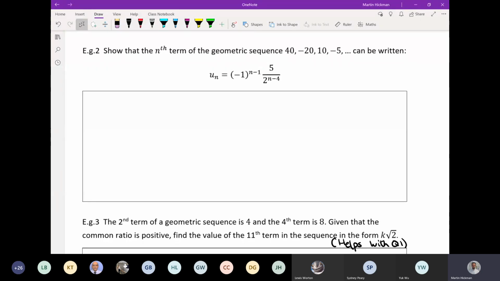Now this question says, show that the nth term of the geometric sequence 40, minus 20, 10, minus 5 can be written as the following. So here we have a as 40, our first term. Just to see how we're doing in chat, can you tell me what r is going to be? What is going to be my common ratio for this sequence?